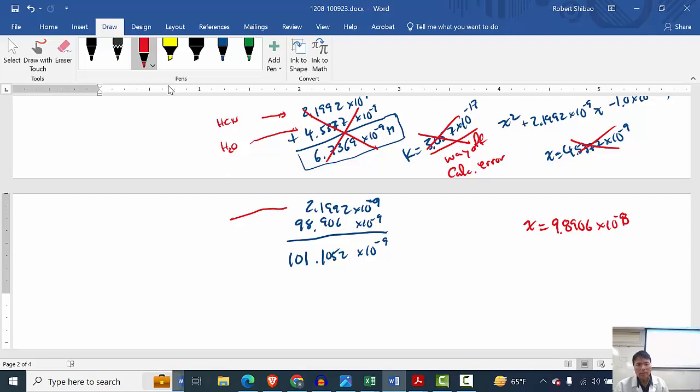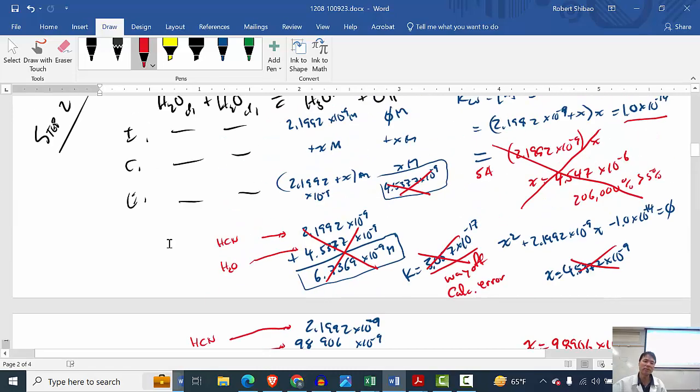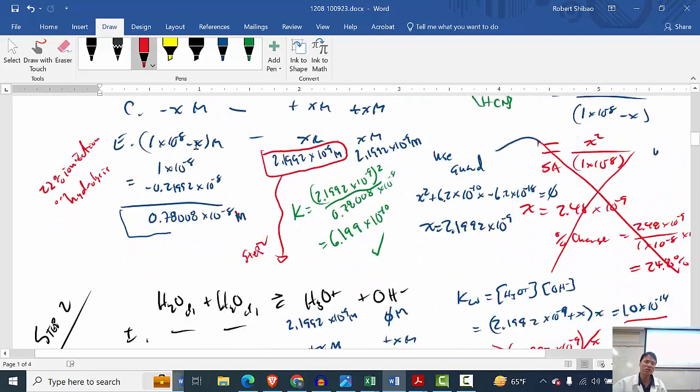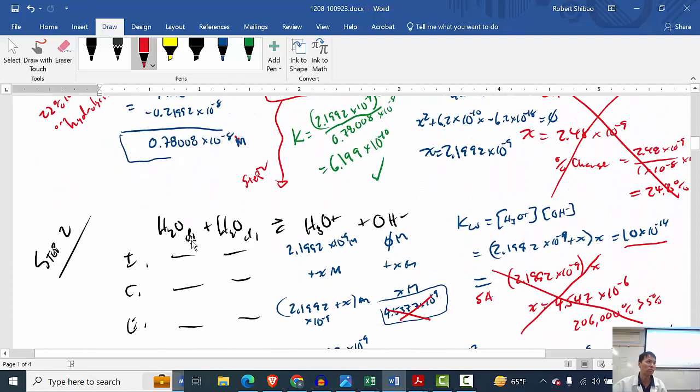So when we look at it, this came from the HCN. This came from the H2O. So how much of the hydronium came from the H2O? About 98% of the hydronium. And so step 2 was the major contributor of hydronium here. It wasn't the HCN that contributed the most, it was the H2O.